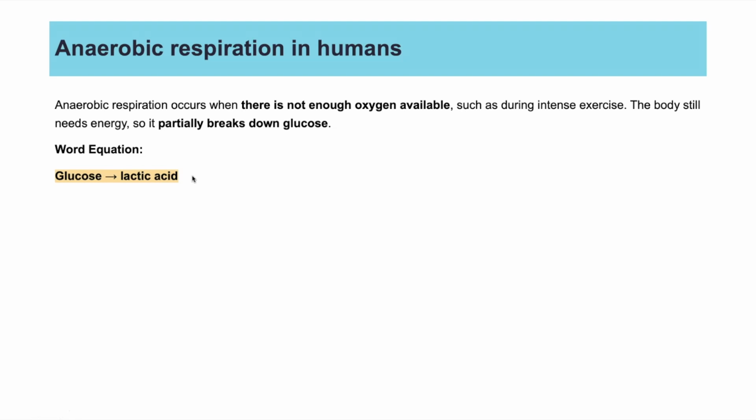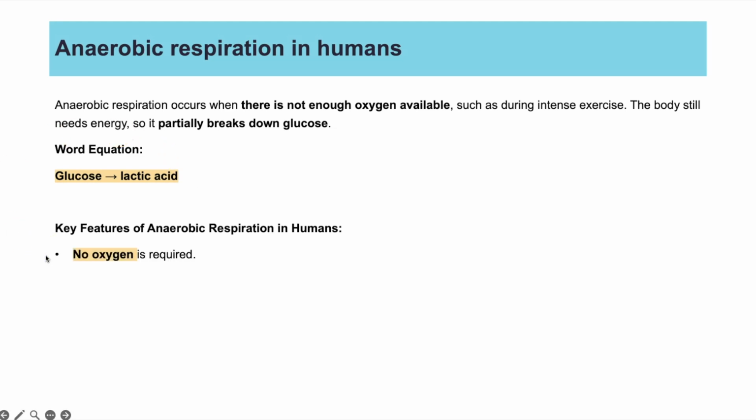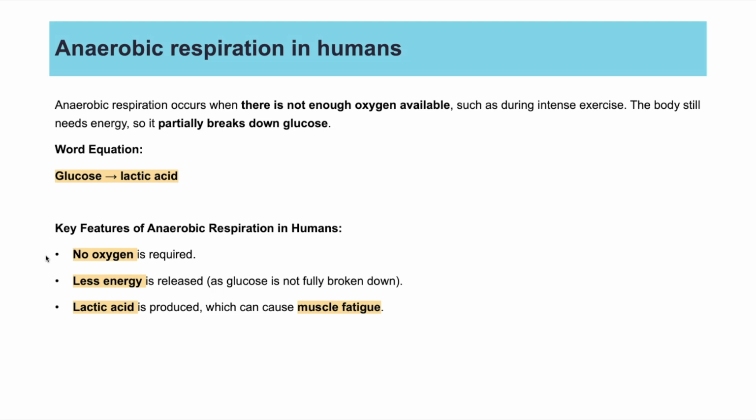You don't need to know the chemical formula for this one. So key features of anaerobic respiration in humans: no oxygen is required, less energy is released, and that's because glucose is not fully broken down. Lactic acid is produced, which is actually toxic, and that acid can start to cause your muscles to fatigue, which means they're not going to work anymore.